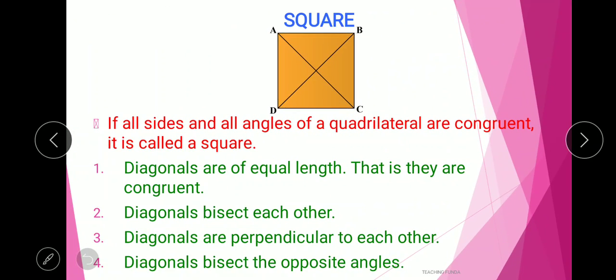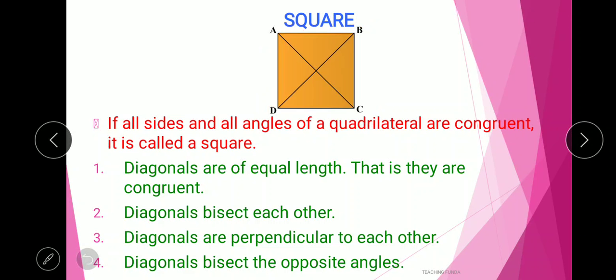Next, square. If all sides and all angles of a quadrilateral are congruent, then it is called a square. All sides are the same and all angles are also the same. That quadrilateral is known as a square. Now let's look into its properties. First property is diagonals are of equal length, that is, they are congruent. As I told you, these diagonals are of equal length. Suppose DB is 5 cm, AC will also be 5 cm.